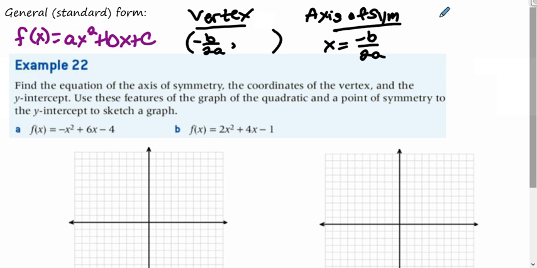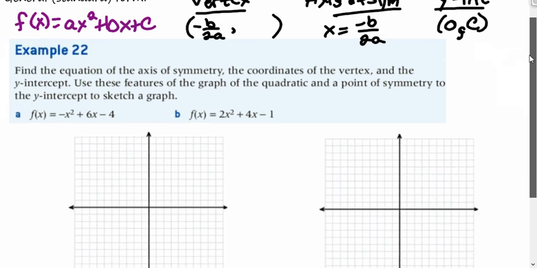And then the other nice thing that standard form gives you right away is the y-intercept. The y-intercept is always your c value. Ooh, that's a comma. Because when I put in 0 for x, because y-intercept is when x is 0, so this is 0 plus c, so my y-intercept is (0, c).